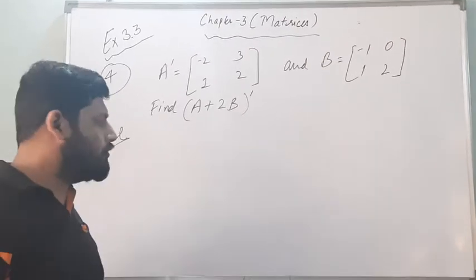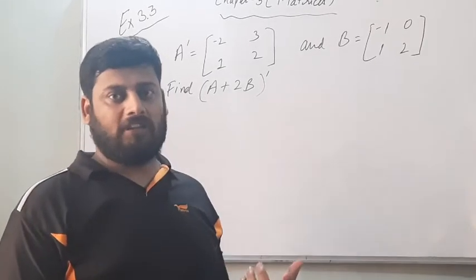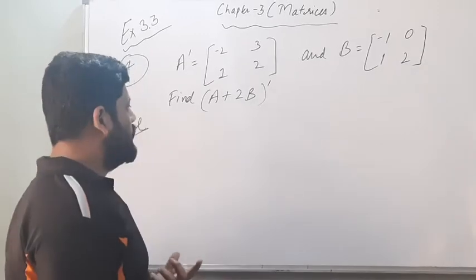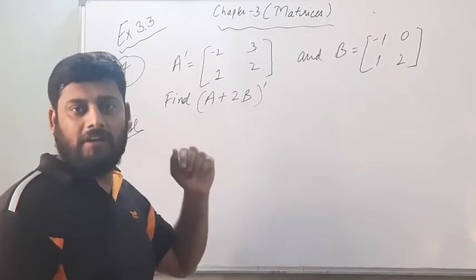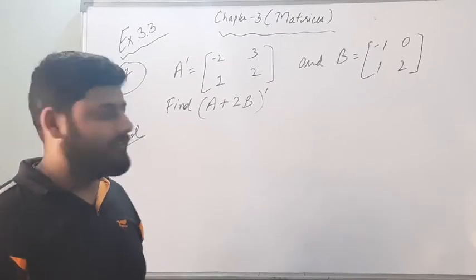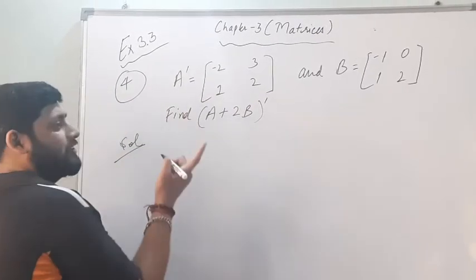So what we have to do? Now you are able to recognize, you must have started to understand what approach we have to follow. So we will first find out A plus 2B, and then we will take its transpose. Similarly, here we have to find A from A transpose.